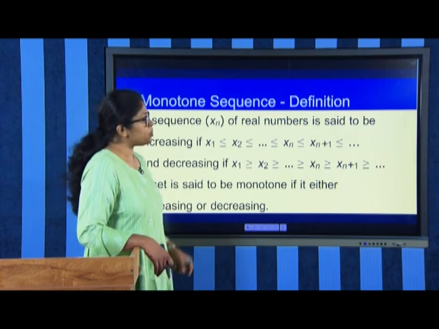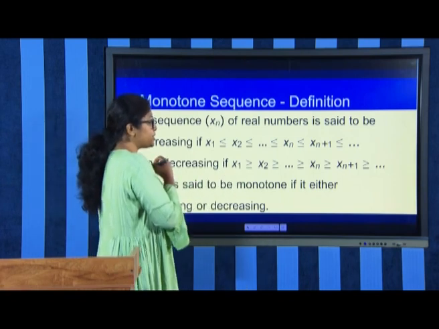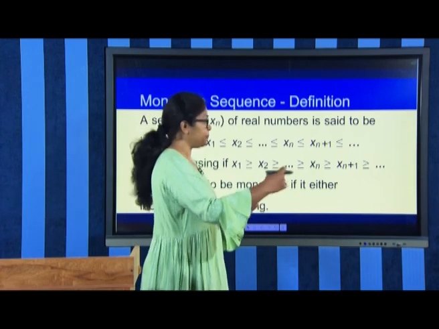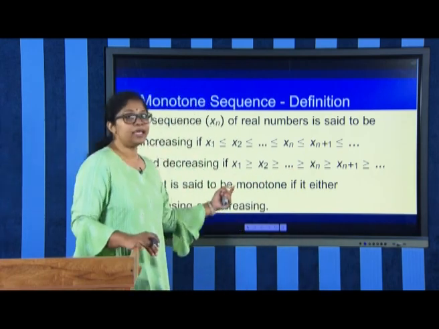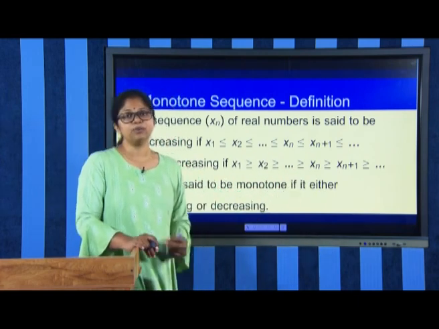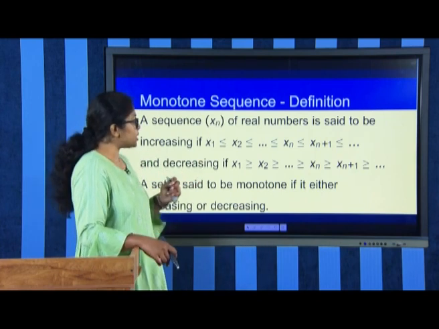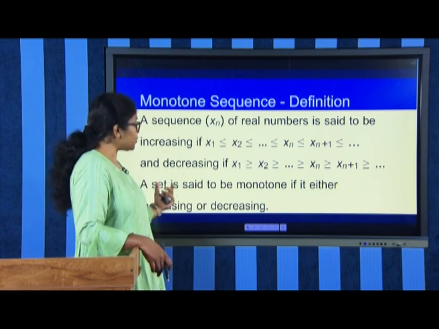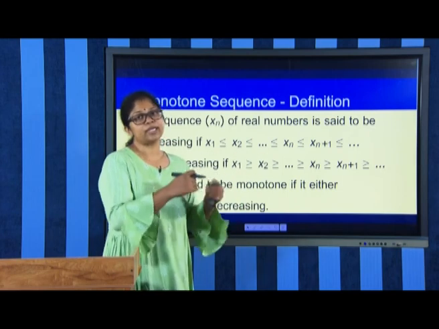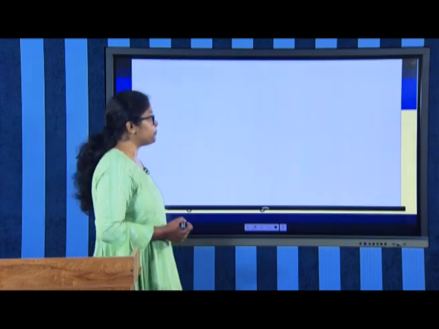And a sequence is said to be decreasing, on the other hand, if x1 is the largest and the following terms are lesser and lesser. That means as n increases, the terms of the sequence gradually decrease. A sequence is said to be monotone if it is either increasing or decreasing. We can look at some examples.